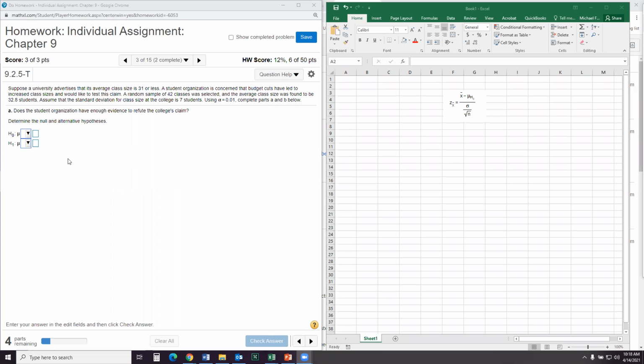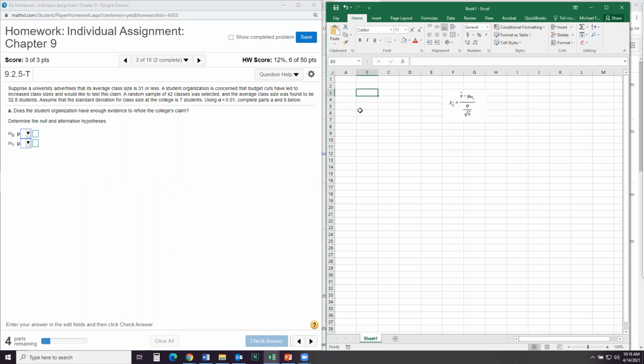It says, suppose a university advertises that its class average size is 31 or less. A student organization is concerned that budget cuts have led to increased class sizes and would like to test this claim. A random sample of 42 classes was selected. The average class size was found to be 32.8 students. Assume the standard deviation for class size at the college is 7 students, using an alpha of 0.01. Okay, so there's all our stuff.